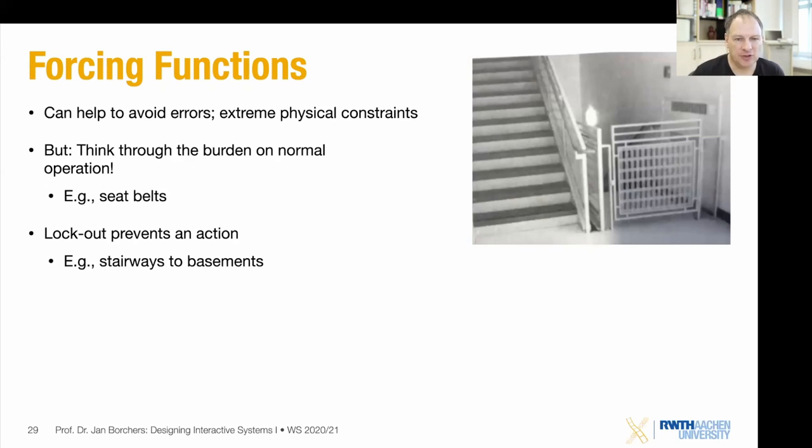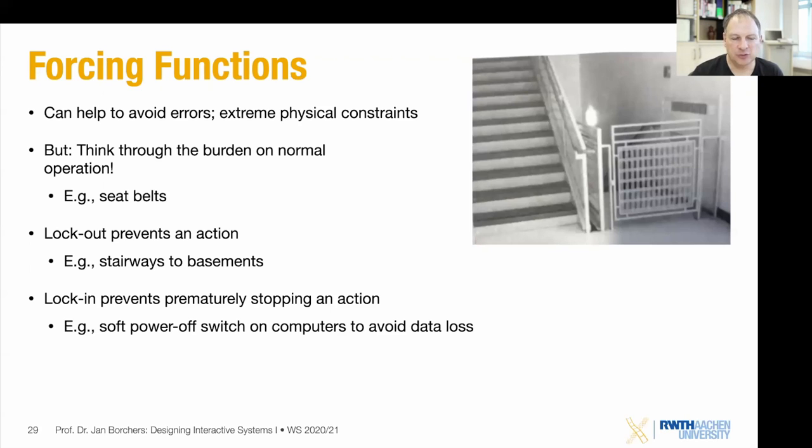This is also the first example for the first type of forcing functions, which Norman calls lockouts. Lockouts are there to prevent a particular action, like entering the basement, for example. Lock-ins, on the other hand, prevent you from prematurely stopping an existing action. An example would be when you press power off on a device like a computer, it usually comes back to you and gives you a confirmation dialog and asks you if you want to save any data. So it's no longer a hard switch. You cannot actually normally turn off your computer directly, right? The normal on-off functionality of your laptop keeps you from doing that to avoid data loss. And if you want to override that, you have to go through a specific sequence.